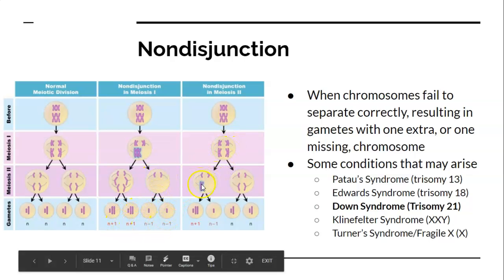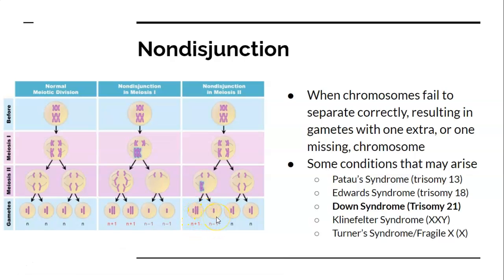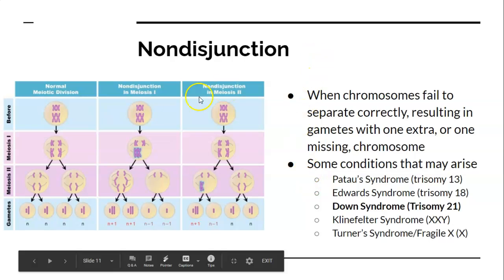If this happens in meiosis 2, then the same thing can happen, except you have a higher chance of having some what would be considered normal gametes, and then you have one gamete with an extra chromosome and one with one less. So if it happens in meiosis 1, all of the gametes will have either an extra or one less chromosome.